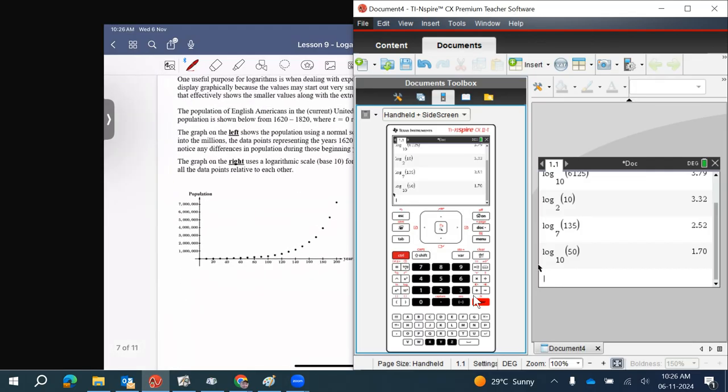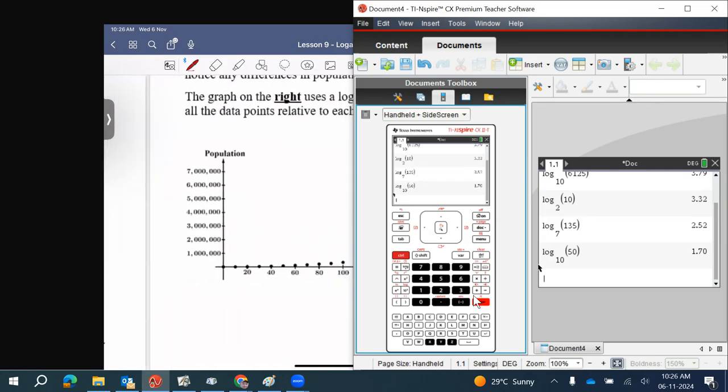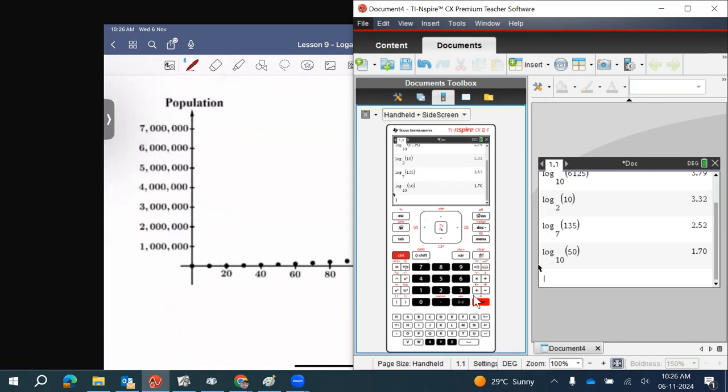All right, so what can we use log scales for? Well, if we look at this graph here, I'll show you quite easily. This is a graph of the population of the U.S. over a 200-year period. So what was the population after 20 years? We are uncertain. What was the population after 60 years? Uncertain. Do you see the issue with this graph?